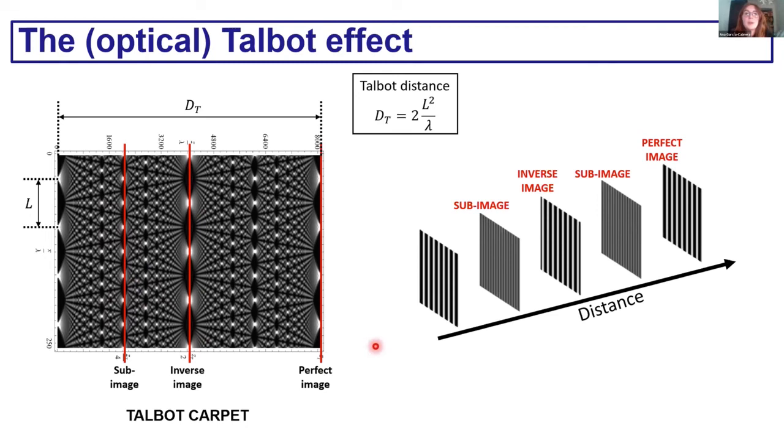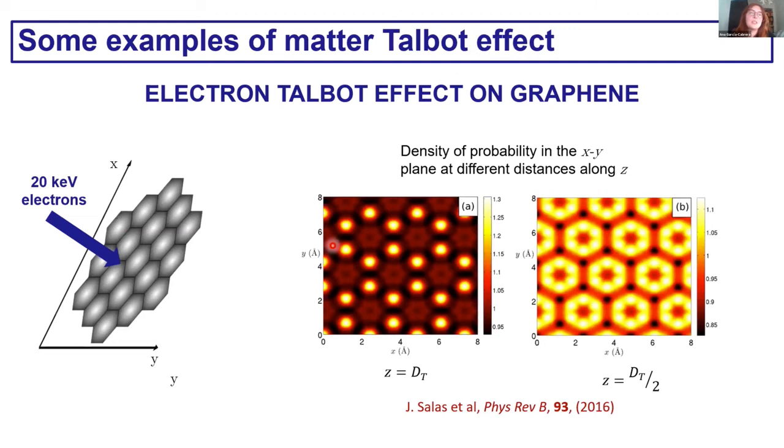Now, as the Schrödinger propagator for a free particle is mathematically analogous to the Fresnel propagator, we can translate this near-field diffraction experiment to matter waves. Just for illustration of the matter Talbot effect, I'll mention two works with electrons. The first one is a theoretical work about electron diffraction in graphene. They study the Talbot effect for an electron beam with perpendicular incidence on a graphene layer. As we can see in the plots of the probability density, they found perfect and inverse images at the corresponding distances, following the honeycomb structure of graphene.